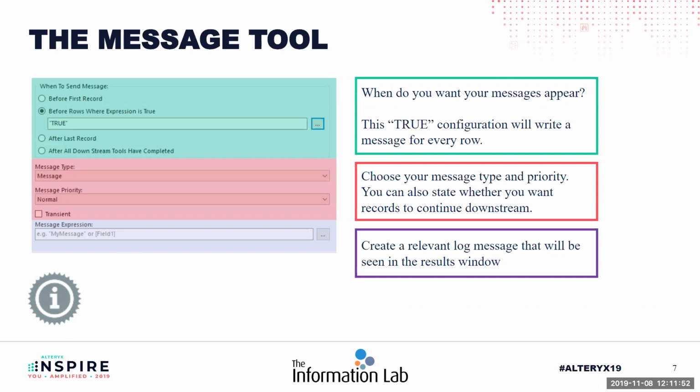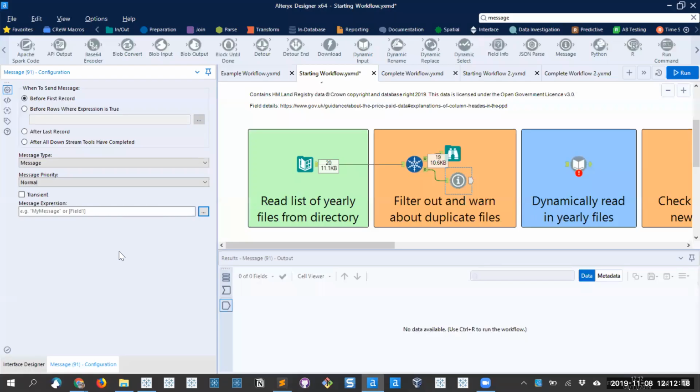You could say if number is larger than 10, you'd get a message every time your number is larger than 10. If you want a message every time, you can put in the word true in quotes, and that will send you a message for every row of data coming through. You can also send it after the last record has been sent, or you can send it at the end of the workflow once all downstream tools have been completed. So in this case, I want to send a message on every row. In this case, there is only one row coming through, but if I had 5 duplicate files, I would want to know about all 5 duplicate files.